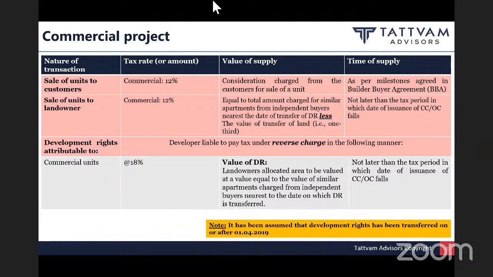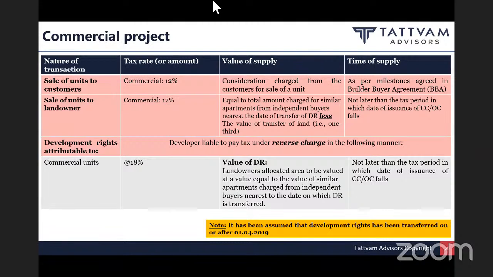Please note the value of development rights received by the developer, on which he has to pay at 18%, will be the value of units which I have received as a landowner. So I have transferred the development right for which I am receiving 40 units. If the commercial value of these 40 units is 40 crore rupees, then he has to pay 18% GST on this 40 crore rupees, and he can take input tax credit. As per the law, the tax liability will arise at the time of OC, but practically people pay before that under reverse charge mechanism, so that they can take credit and utilize it towards their output liabilities.